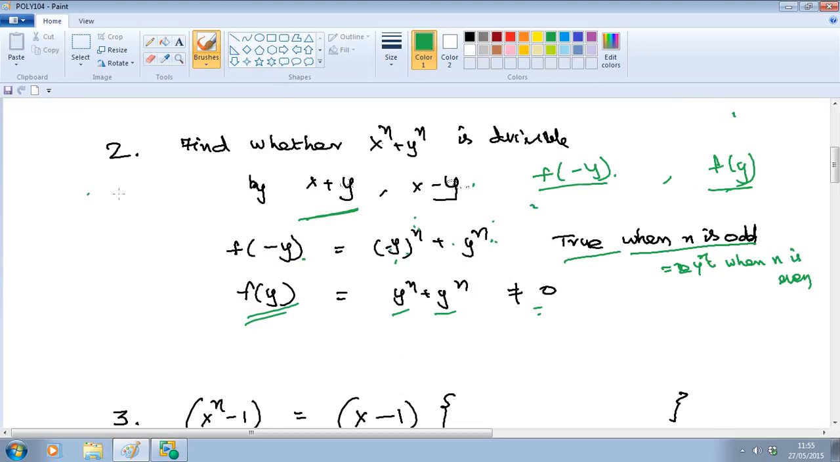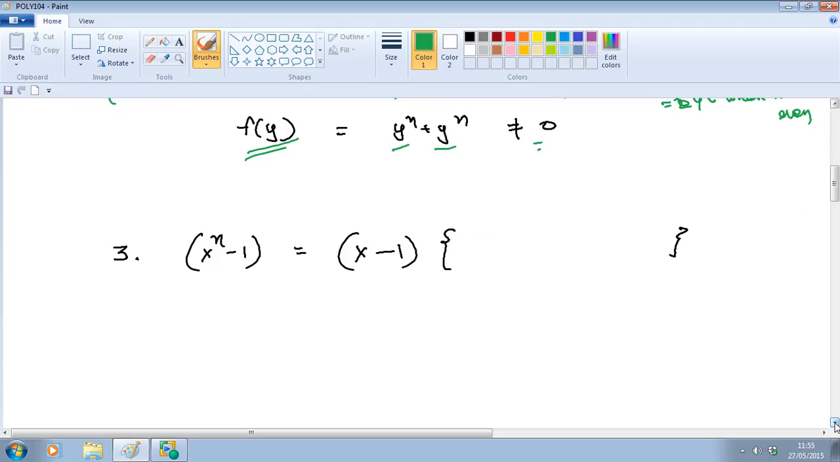Divisible means we apply the remainder theorem. The remainder should be equal to 0. Then it becomes the factor theorem. When you divide by x minus a, you get the remainder f of a equal to 0. So we'll go to the next problem.